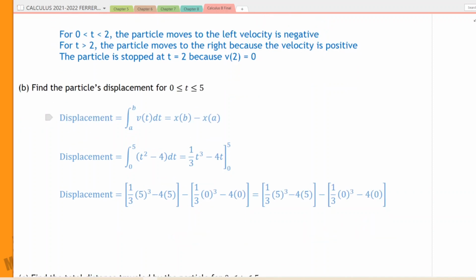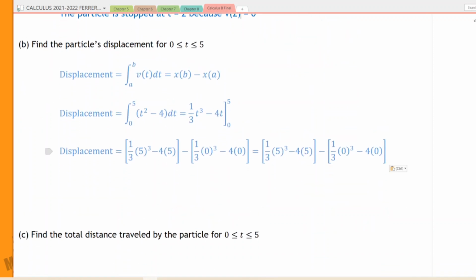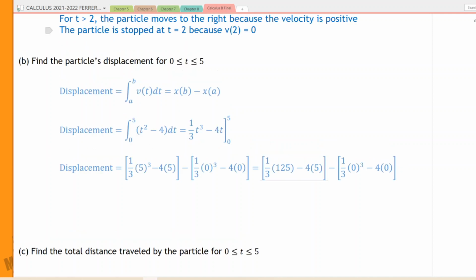We're going to do some evaluating here. So let's see. 5 cubed is 125. 0 cubed is 0. Then we'll do our multiplication.